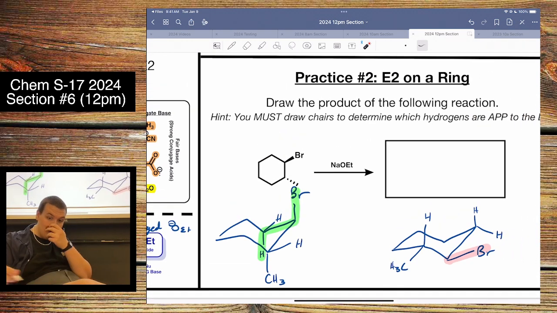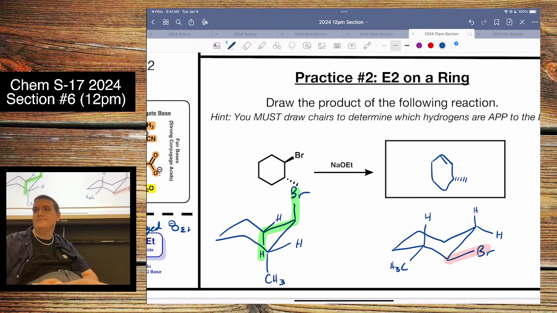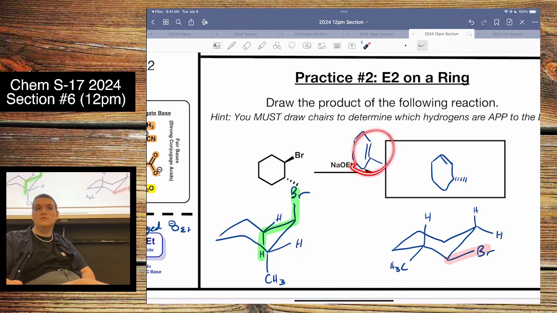So our final product that we can just draw, and we don't have to draw it as a chair, would be this. And that would be our major product, even though it's not the more substituted one. You could on paper draw this, but this is impossible based on geometry, even though this is one that looks more stable. It's tricky, E2 on the ring. I did not give y'all an easy practice to do. Like SN2, I gave you easy practice.